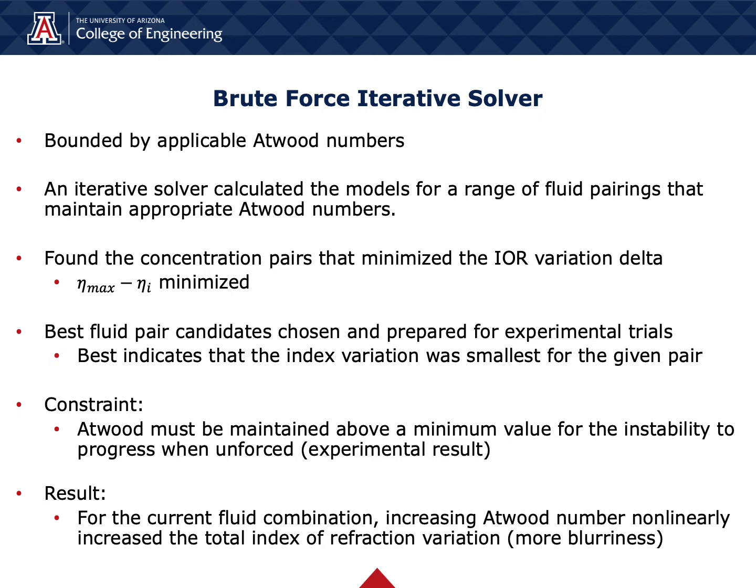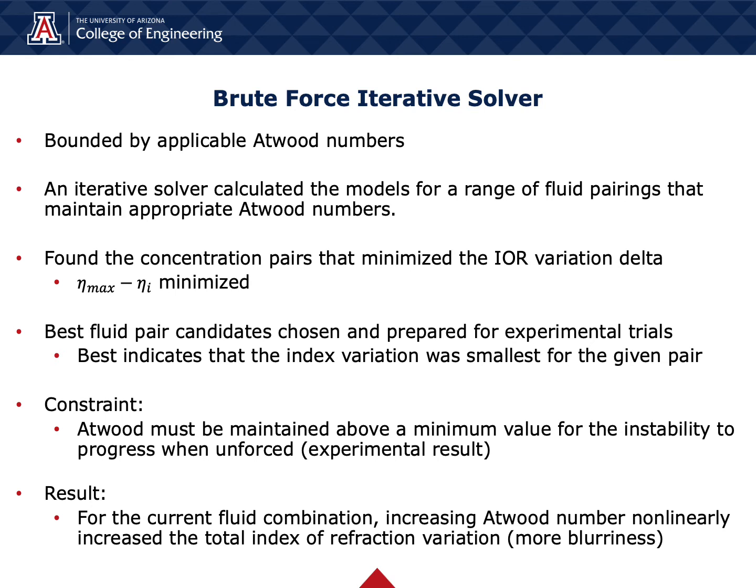The solver starts by computing the index and density curves for select useful Atwood numbers. The index variation is then computed for all curves, calculating the difference between the maximum index value and the minimum index value. This gives the total range of index value for each curve. Each curve corresponds to a certain pairing of calcium nitrate and isopropanol concentrations. Finally, the curves and corresponding fluid pairs that best minimize this index delta are chosen. At this point, we have found the best fluid pair candidates.